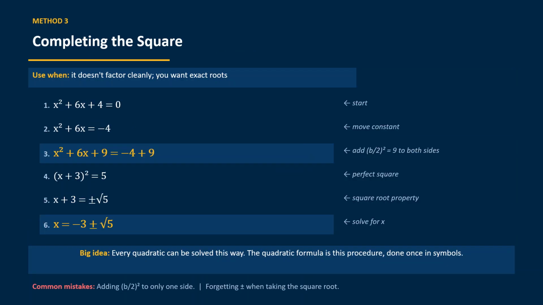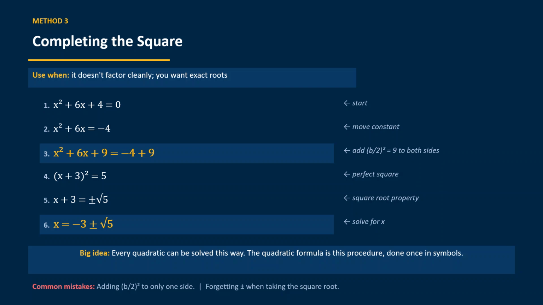Method 3. Completing the square. Use this when the leading coefficient is 1 and the middle coefficient is even. The steps are: move the constant to the right side, take half the middle coefficient and square it, add that value to both sides, factor the left as a perfect square, and take the square root of both sides. Let us go through it step by step.